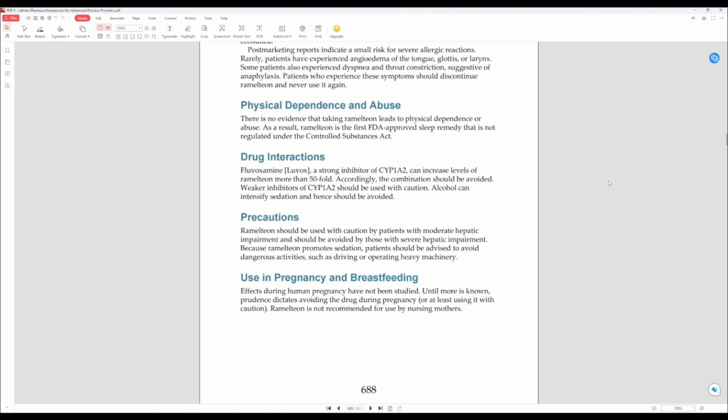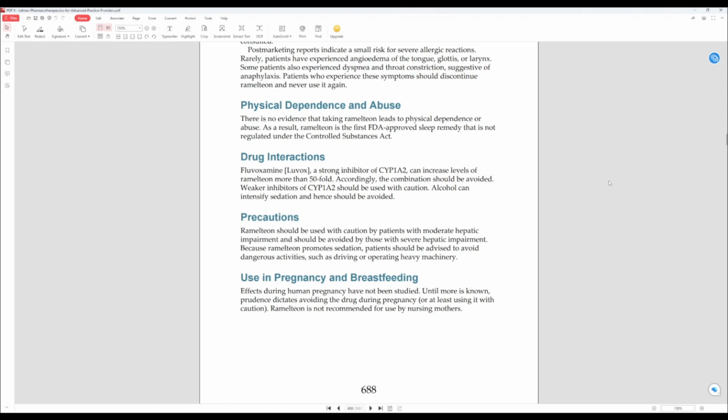Physical dependence and abuse. There is no evidence that taking Ramelteon leads to physical dependence or abuse. As a result, Ramelteon is the first FDA-approved sleep remedy that is not regulated by the Controlled Substances Act.